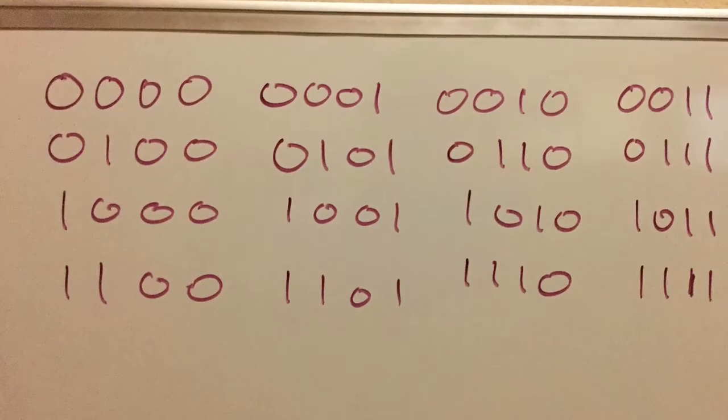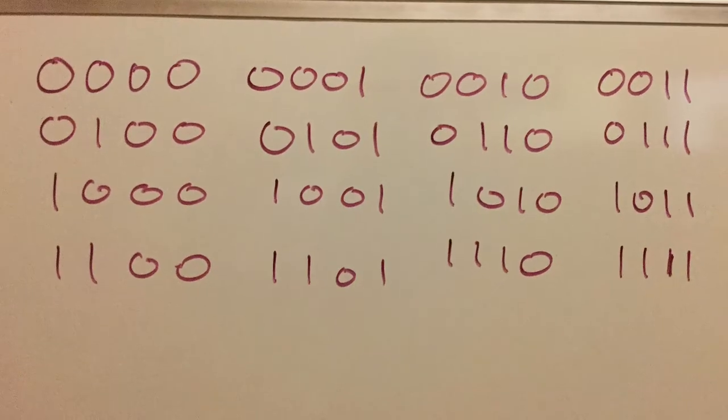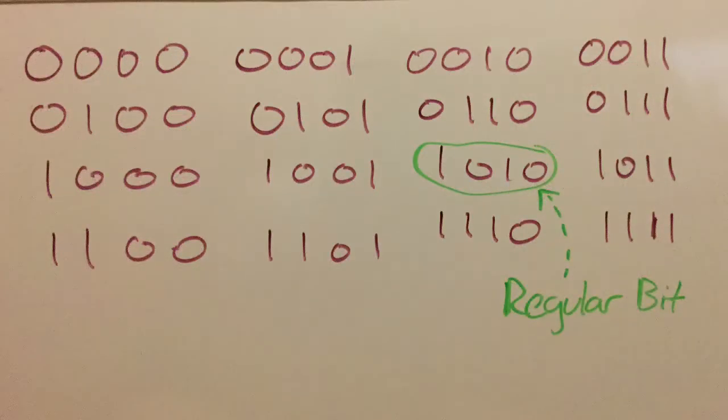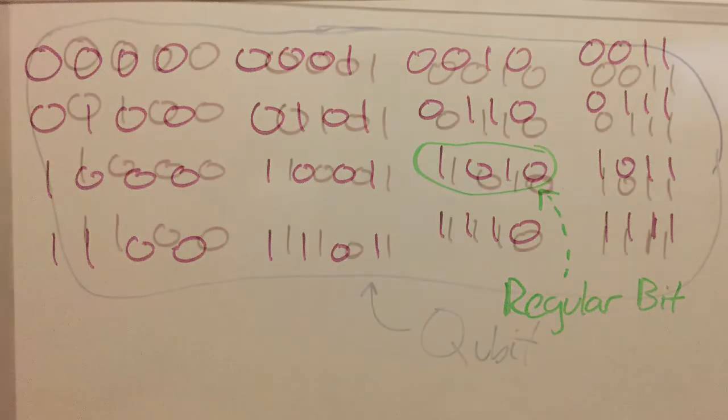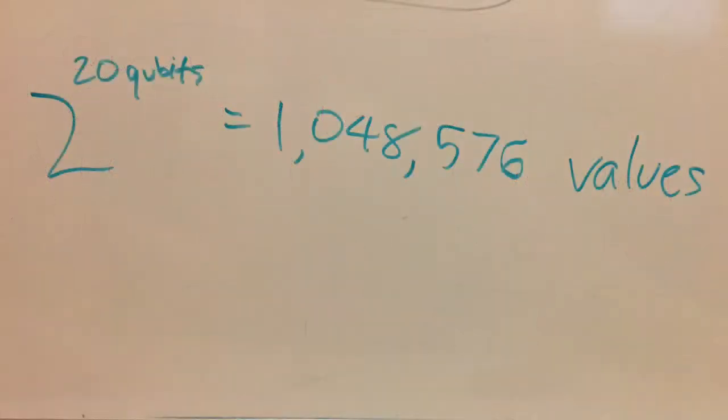If you had 4 regular bits, you could have a total of 2 to the 4th configurations at a time, which is 16 different combinations, where you could only choose one. With the property of superposition, 4 qubits could be all of those 16 possibilities at the same time. If you have 20 qubits, you could already store more than 1 million different values in parallel.